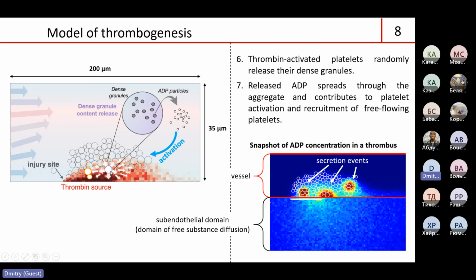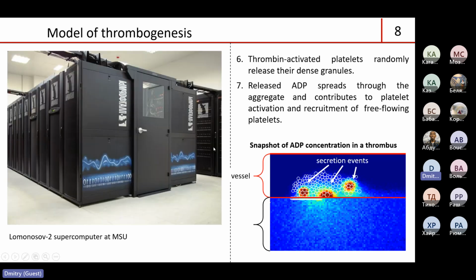This secreted ADP is also considered using the virtual particles framework. This is an example of how we see the ADP map after dense granules have been secreted here, here, and here. So these are three secretion events, and we have a snapshot showing the concentration of ADP here. This is a rather computationally intense model.